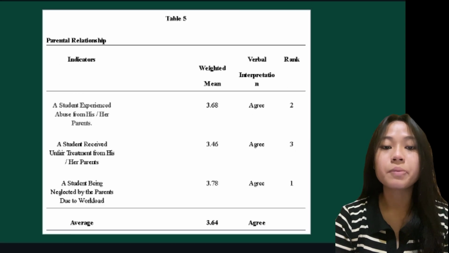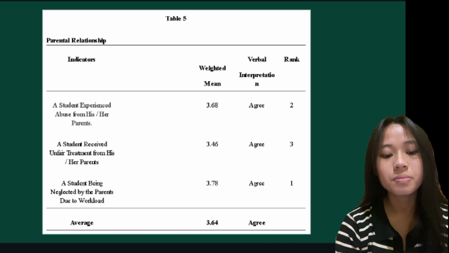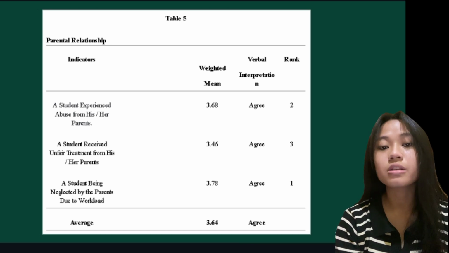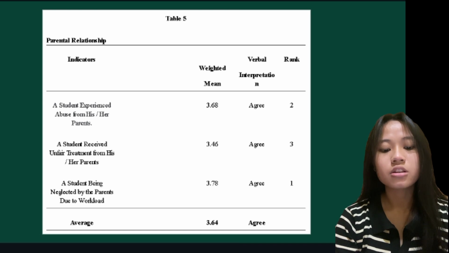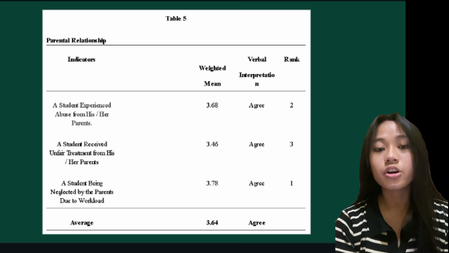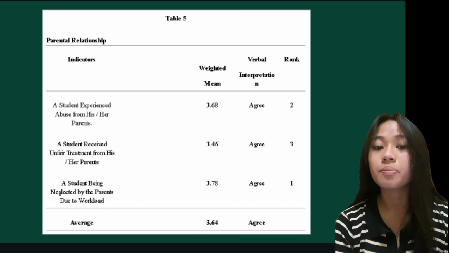So table number 5, parental relationship. Table number 5 reveals the statement the students being neglected by the parents due to workload gets the weighted mean of 3.71 in rank 1, interpreted as agree, while a student experiences abuse from his or her parents gets a weighted mean of 3.68, interpreted as agree, and lastly, the statement students receive unfair treatment from his or her parents gets the lowest, rank 3, with a weighted mean of 3.46 and interpreted as agree.